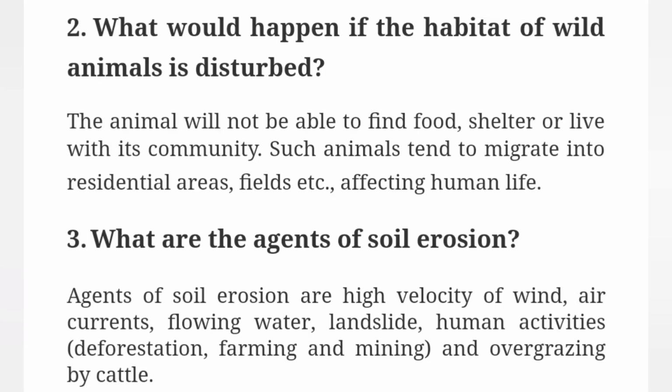Second one, what would happen if the habitat of wild animals is disturbed? Answer, the animal will not be able to find food, shelter or live with its community. Such animals tend to migrate into residential areas, fields, etc., affecting human life. Third question: what are the agents of soil erosion? Answer: agents of soil erosion are high velocity of wind, air currents, flowing water, landslides, human activities, deforestation, farming and mining, and overgrazing by cattle.